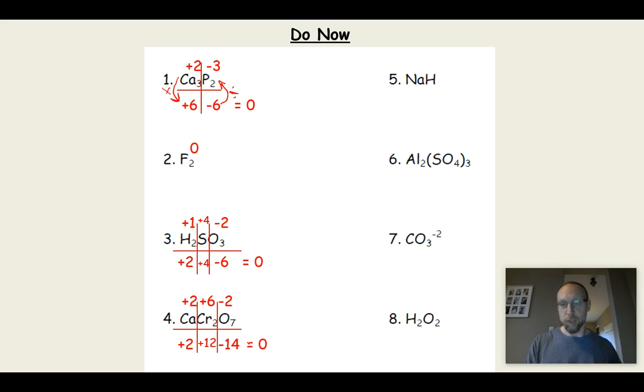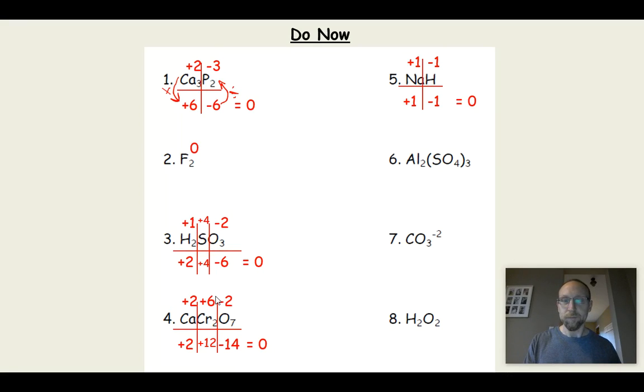If this were a multiple choice question, one of the choices would probably be +12, because you go, oh, I got it equal to 0, it's +12. Don't forget to distribute it amongst all of those chromiums. So there's 2 chromiums. So +12 divided by 2 means each chromium gets a +6. So now you're done when every single element has an oxidation state. And you'll see how that plays out as we go into today's lesson.